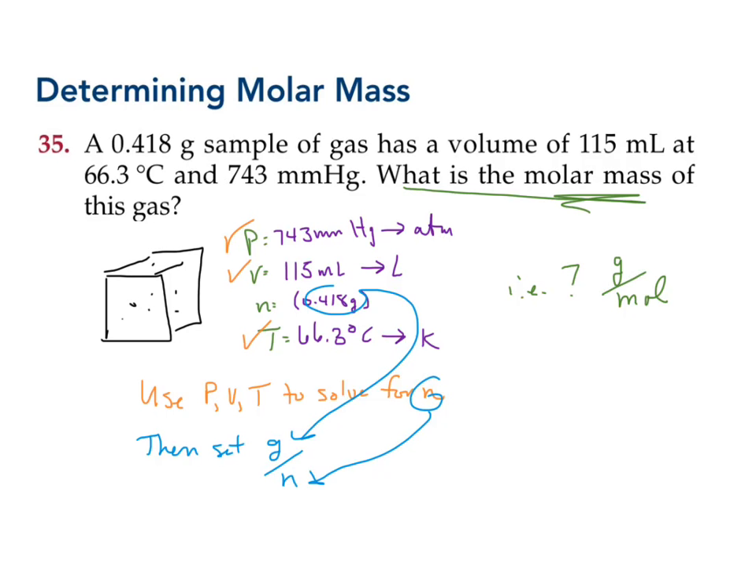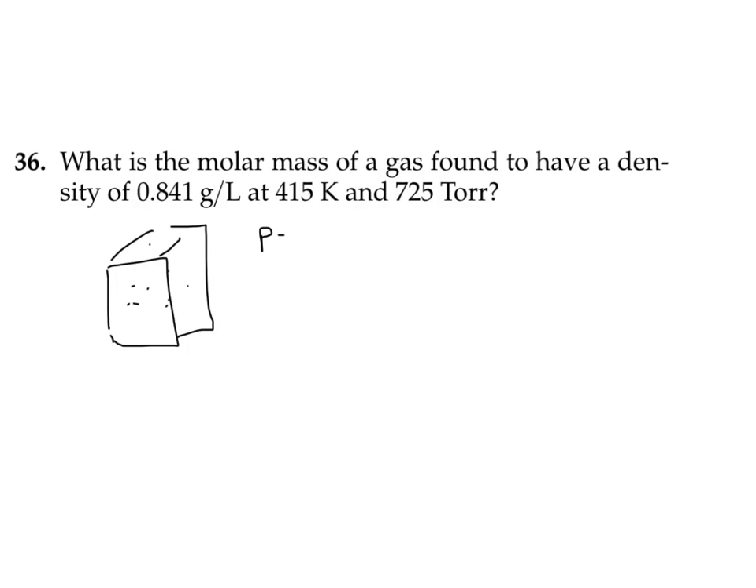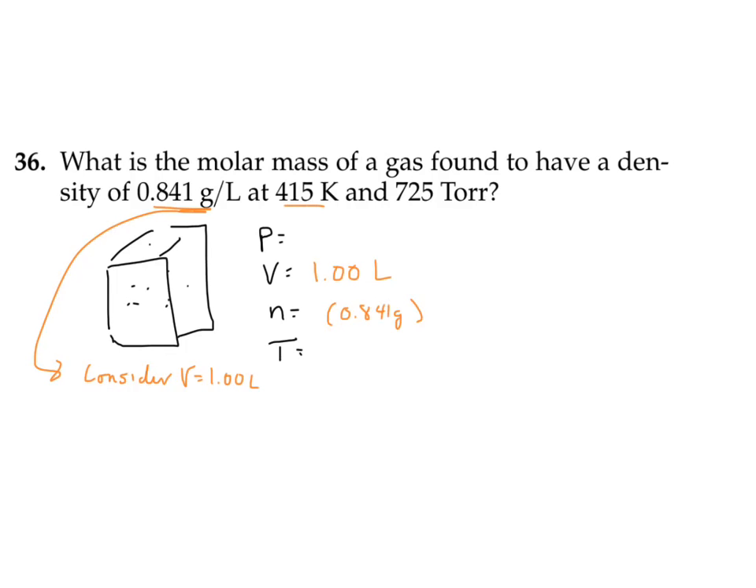That's 35 and 30, would be 36. Okay, 36 is the same way. What's the molar mass of this gas? In this case, actually, they give you grams per liter of this unknown gas.